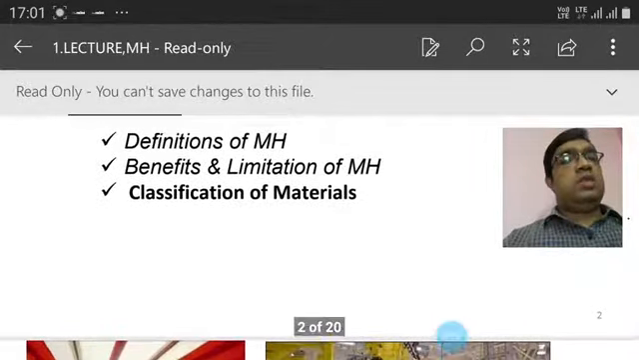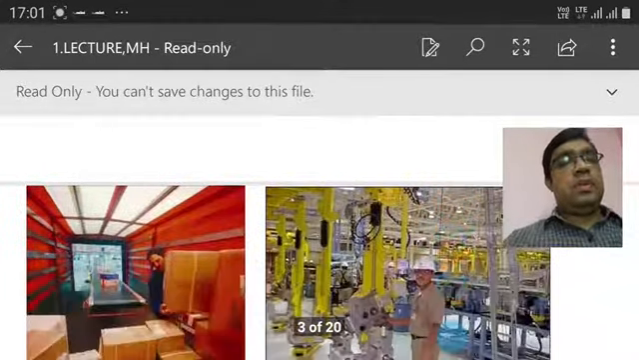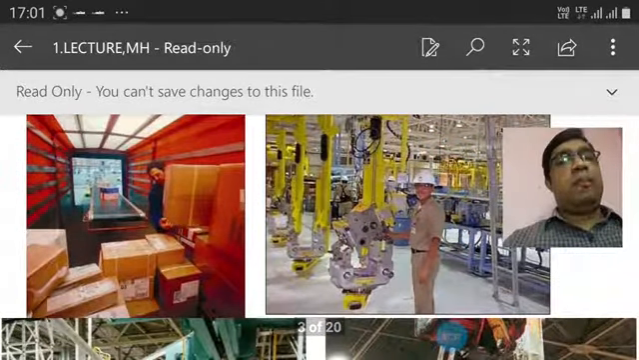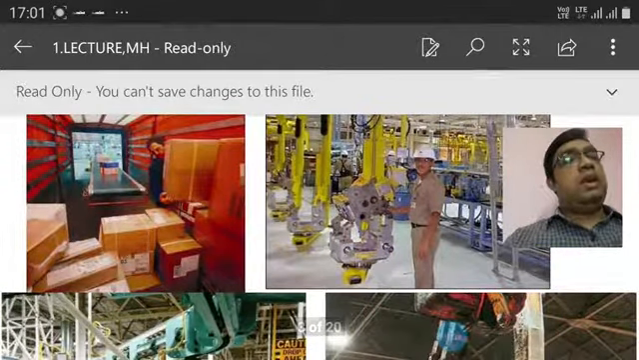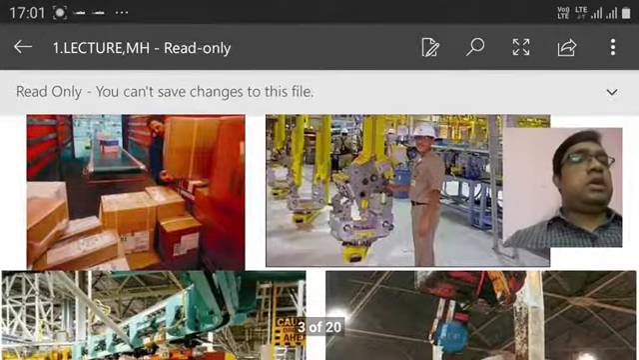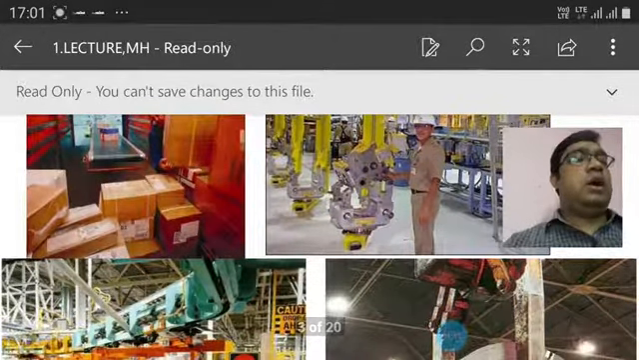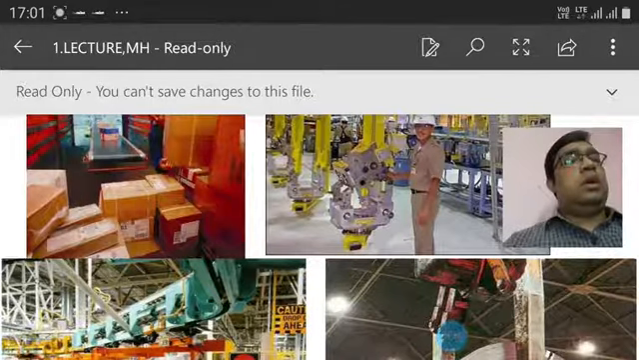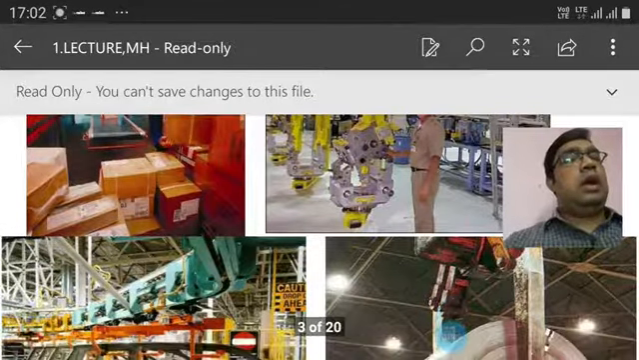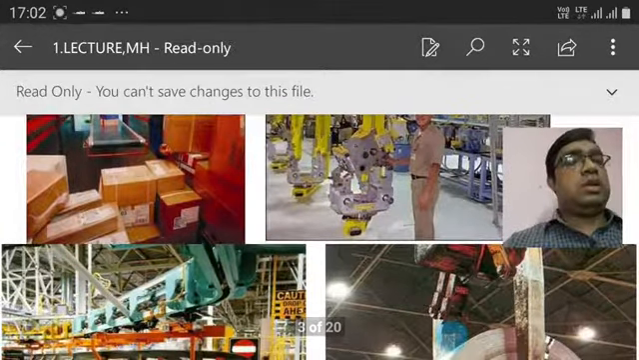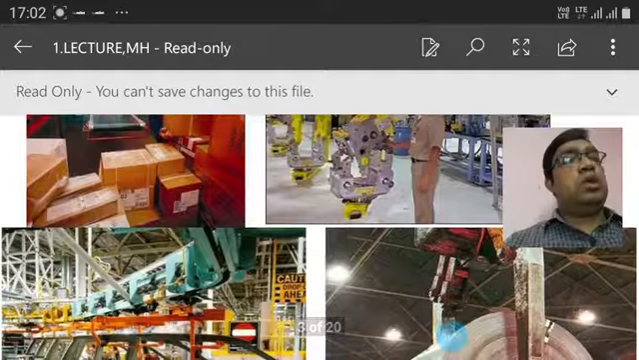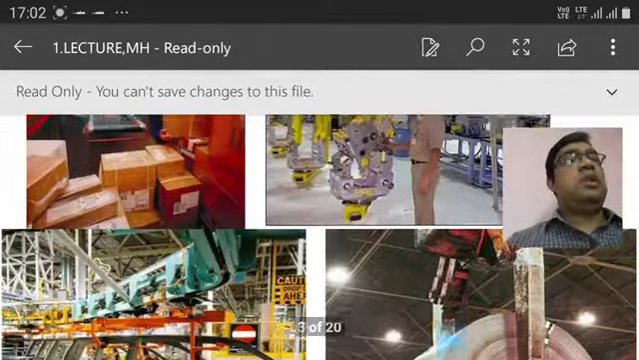First we have to define what materials handling is. You can see different types of packaging systems here. Materials are handled in different industries, such as the production industry and the manufacturing industry, and in civil engineering, the different types of construction, everything we consider as materials, and these materials must be handled properly.